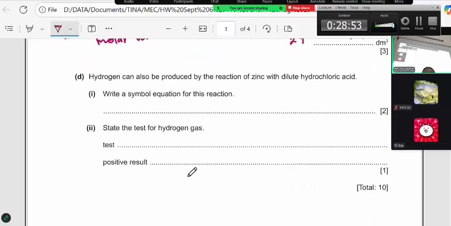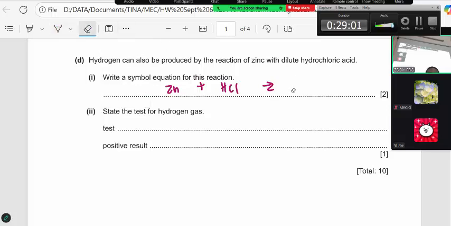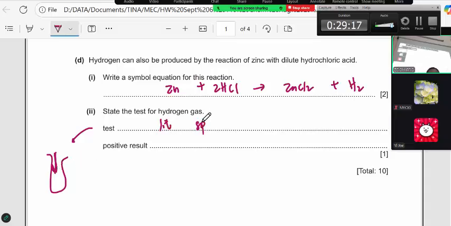Hydrogen can also be produced by the reaction of zinc with hydrochloric acid. Zinc plus hydrochloric acid becomes zinc chloride and hydrogen gas. Balanced equation. How to test? Okay, this one you learned last time. You put a lighted splint, it will pop. A lit splint pops. All right.